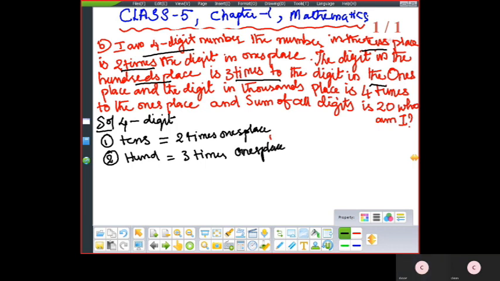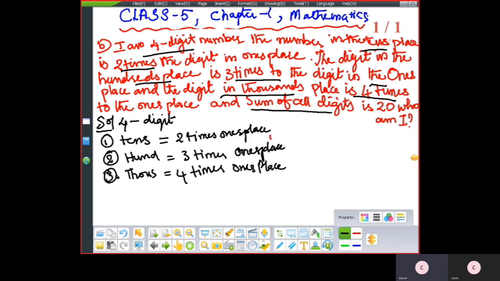Okay. This is our second condition. The third condition: the digit in the thousands place is 4 times the digit in the ones place. So thousands place digit is equal to 4 times ones place. Then, what is the fourth condition? The sum of all the digits should come to 20.